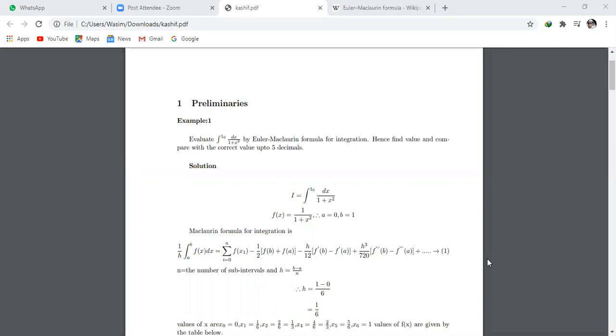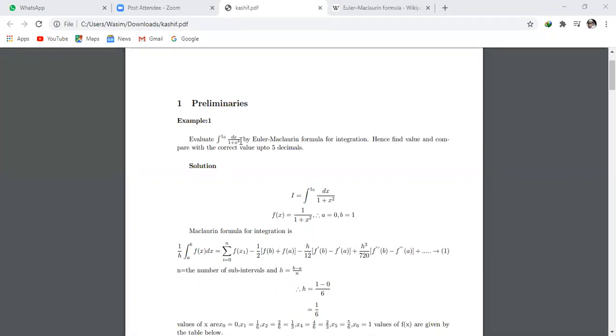So I take up examples of the Euler-Maclurin formula in numerical integration. We do this for numerical integration. Here, for example one, let us evaluate. Some minor mistakes are here, so kindly ignore them and take it.